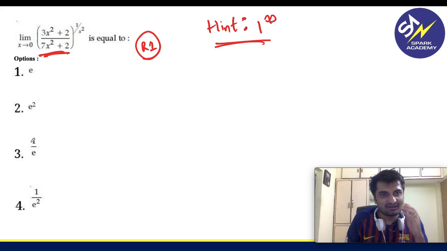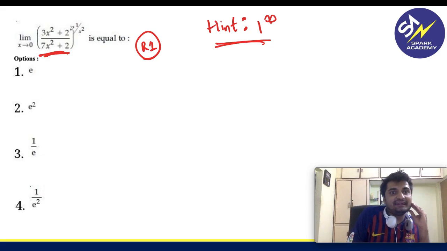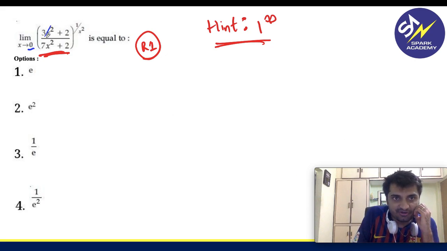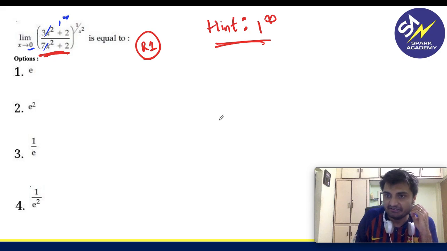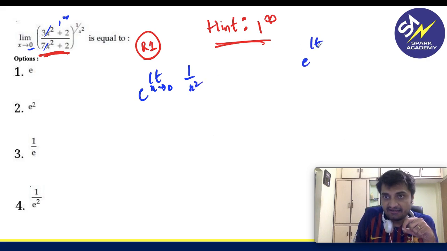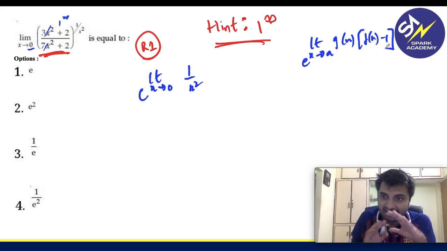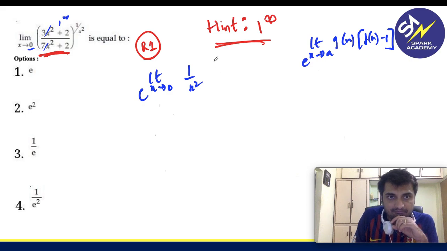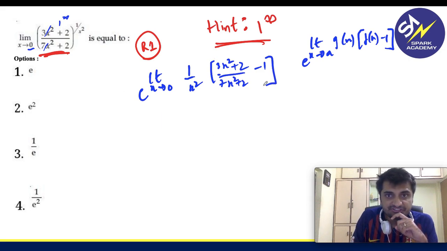Now look at this simple round 1 question. How? Because you are getting it as 2 by 2 is 1. So if you just substitute 0 here, it's getting cancelled, 2 by 2, 1 power infinity. Whenever you have 1 power infinity, you can write this as e power limit x tends to 0 of g of x into f of x minus 1, right? So g of x is the power term, 1 by x square, into 3x square plus 2 by 7x square plus 2 minus 1 I can write. So just take LCM, guys.